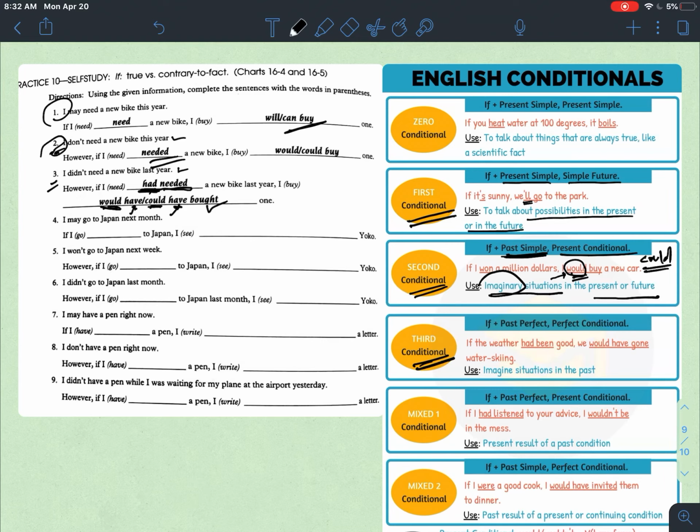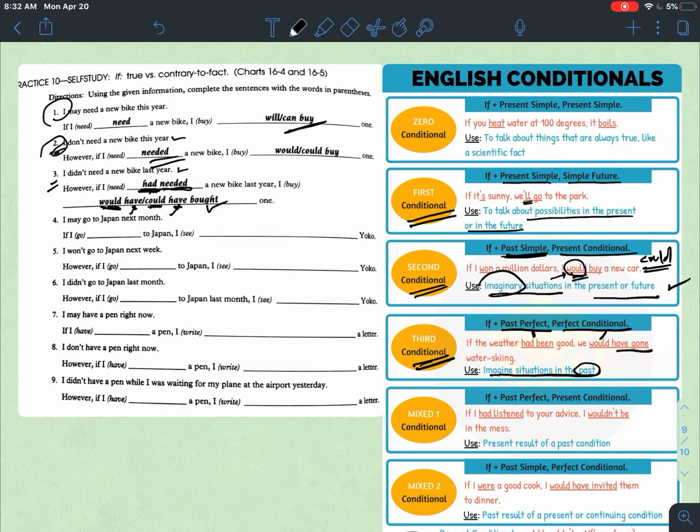It's the third conditional. It says if plus past perfect, that's the first one, had needed, past perfect, plus perfect conditional. The past perfect is had been, and then the perfect conditional, the perfect is this part, the have gone, and the conditional is the would, right? We're using this to imagine situations in the past specifically. Because these two were present and future, but this one is entirely imaginary situations in the past, something that could have happened if something else had happened.